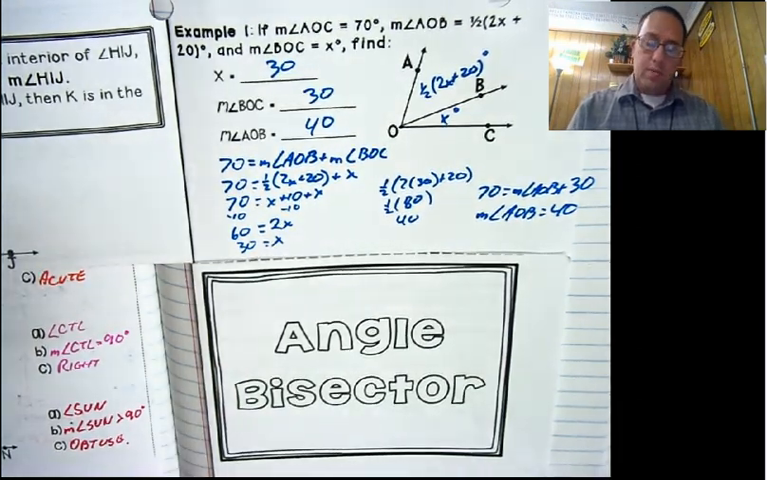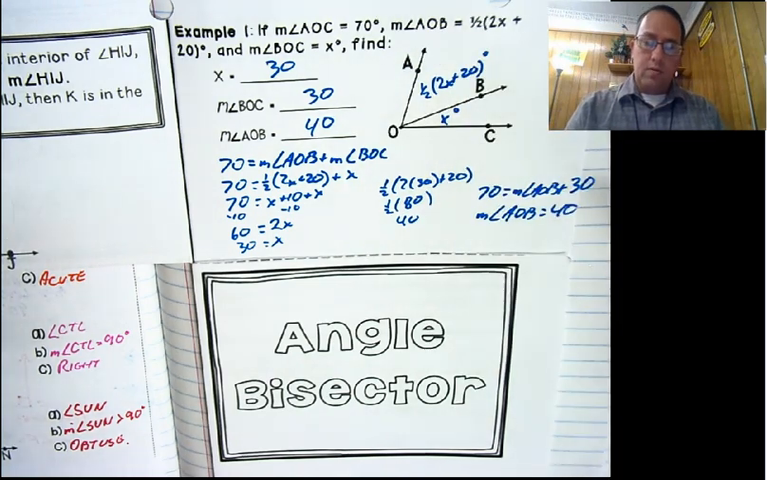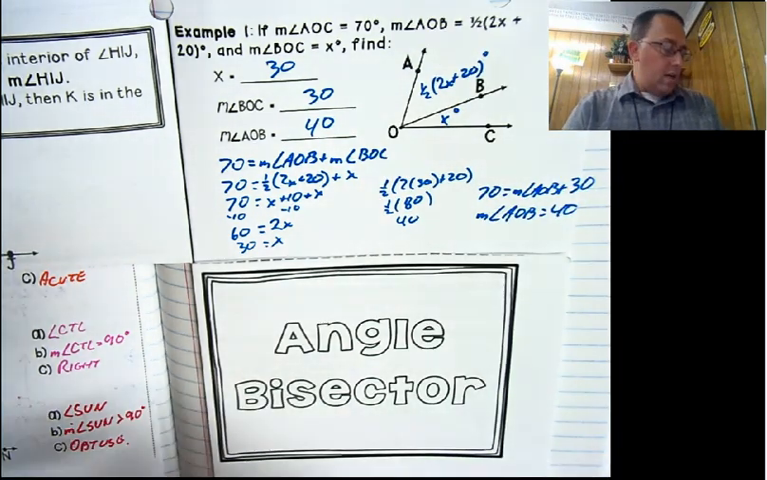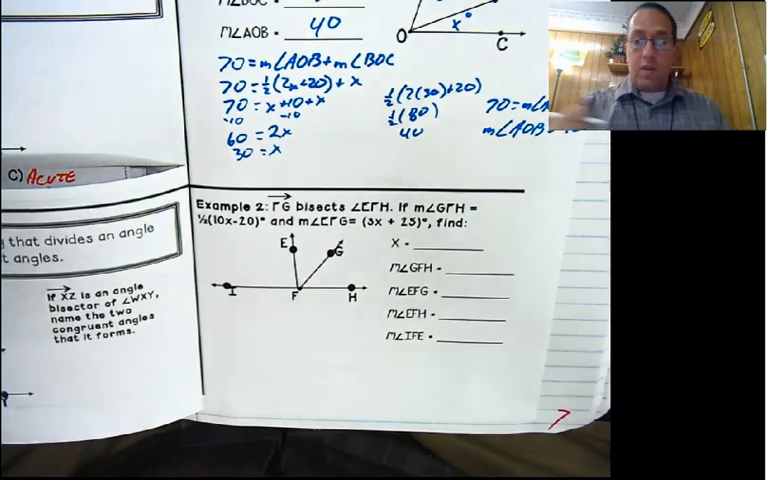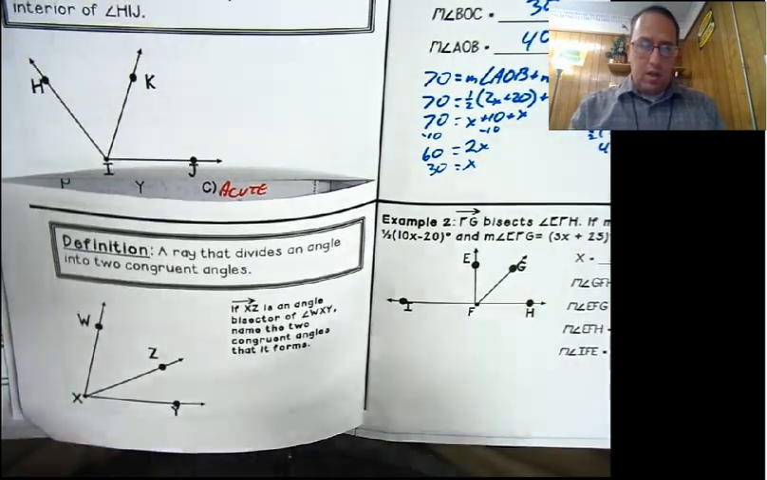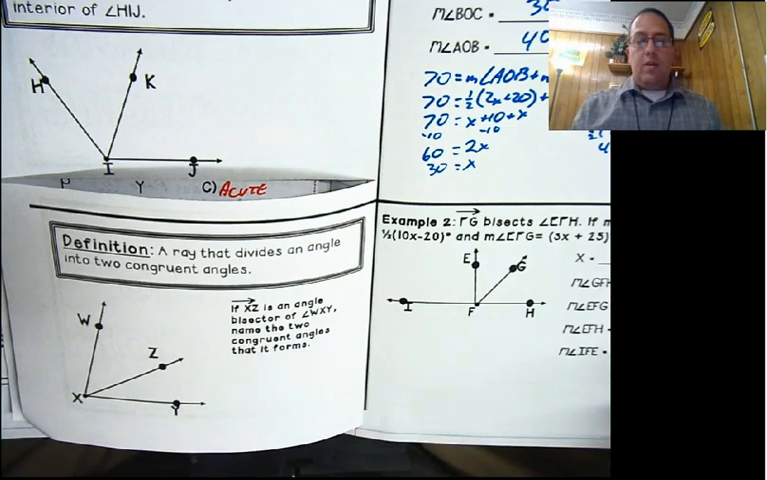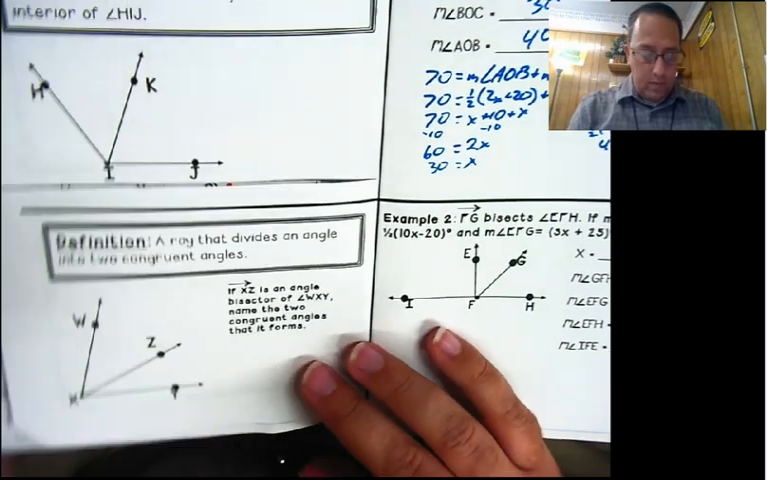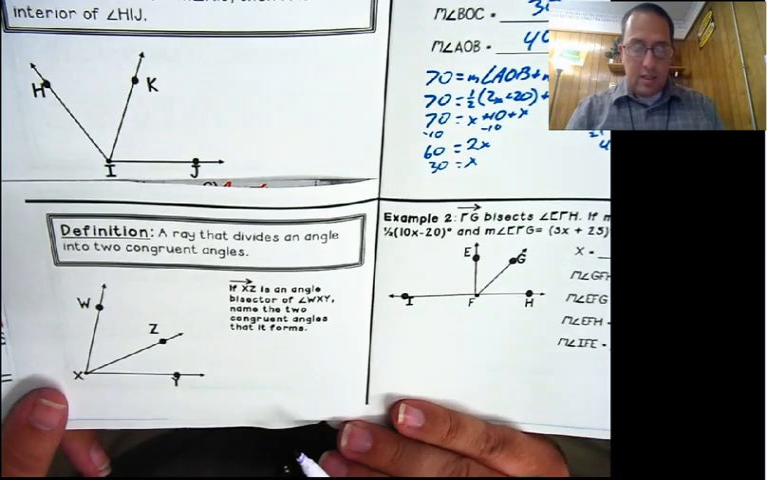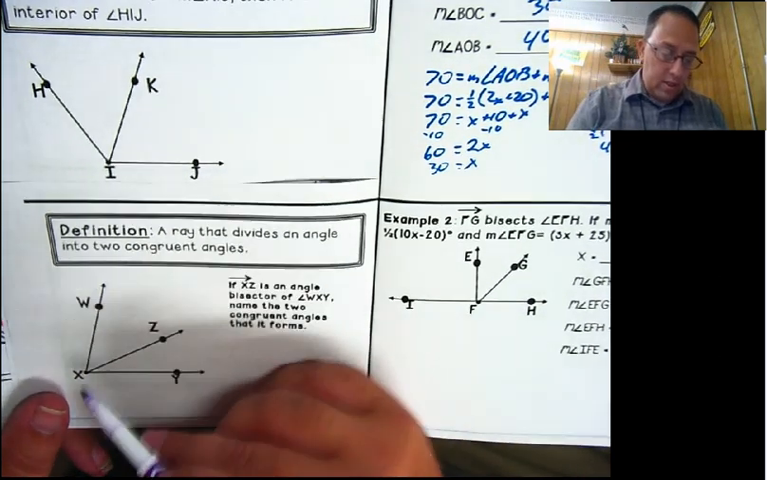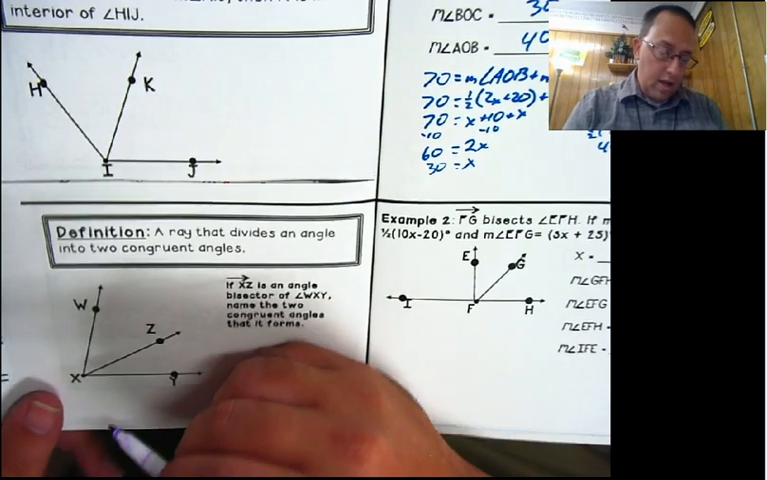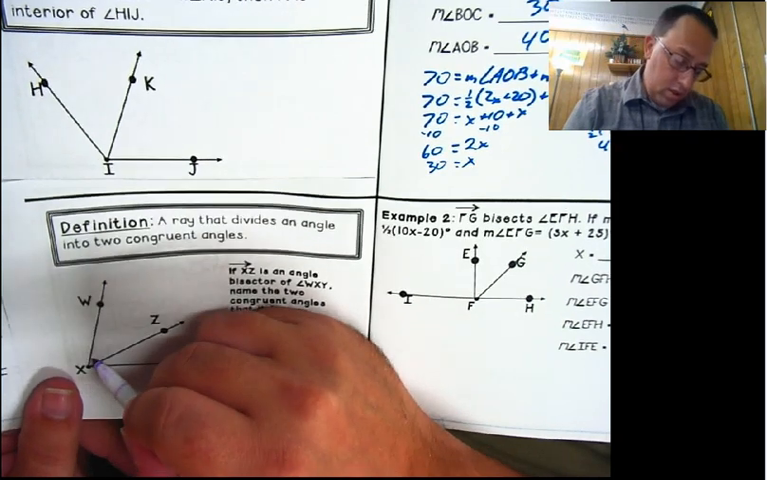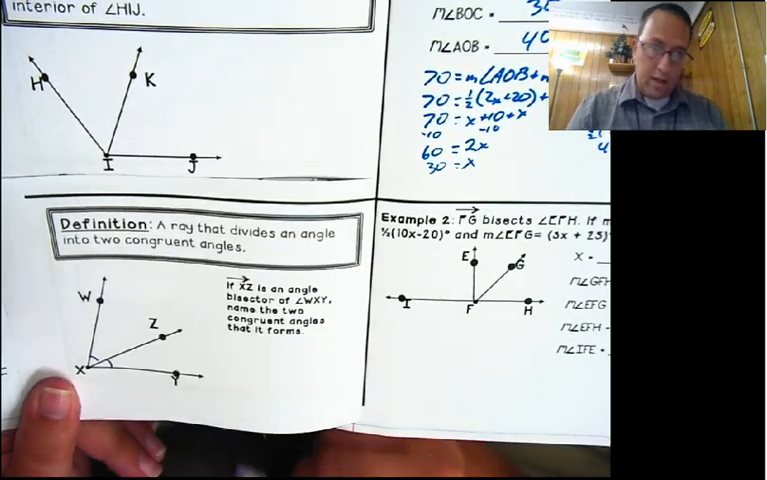Angle addition. Not too bad. This piece plus that piece equals the whole thing. Okay, one last thing we've got is the angle bisector. This is basically just like the segment bisector, only with angles instead of segments. It is a ray that divides an angle into two congruent angles. So if XZ is an angle bisector, then it means that angle WXZ is congruent to angle ZXY. And the way we show congruent angles is with these little arcs like that.